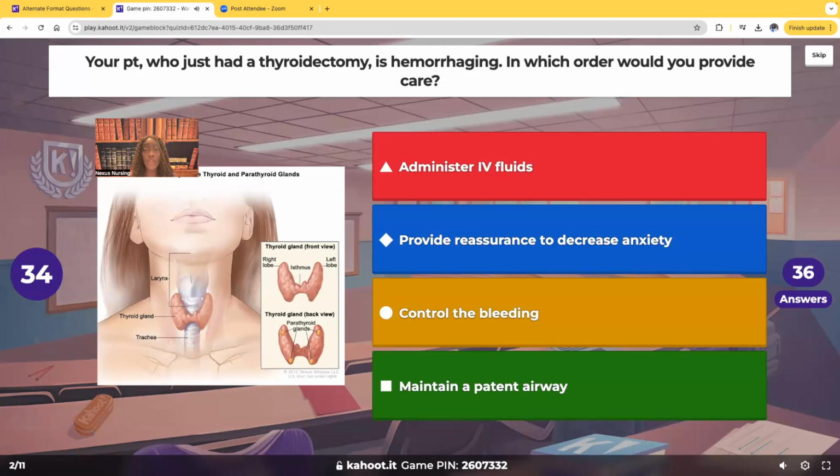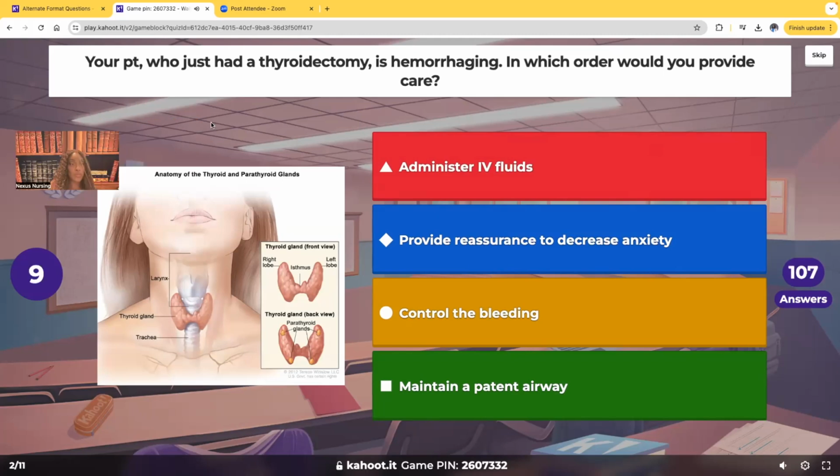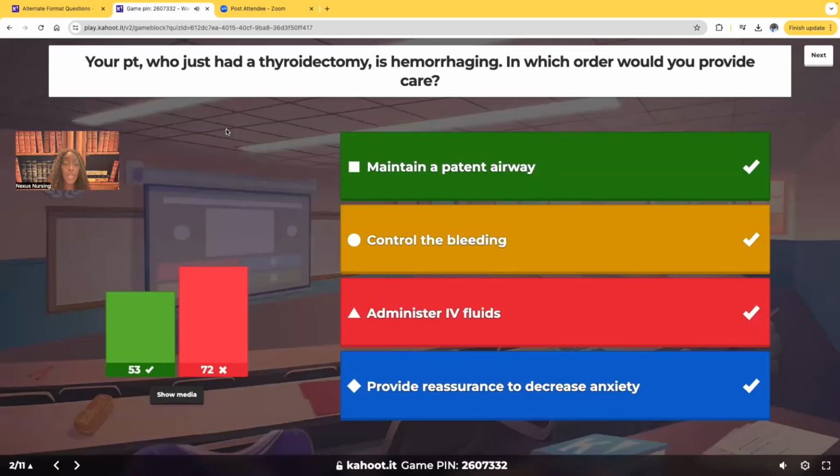Your patient just had a thyroidectomy and they are bleeding out. What is going to be the order of events for your nursing care for that patient? If you were not able to join the Zoom, just go ahead and type in your answer in the comment section. I'll still be able to see your answer. This is completely a priority question. More of you guys got it wrong than right.